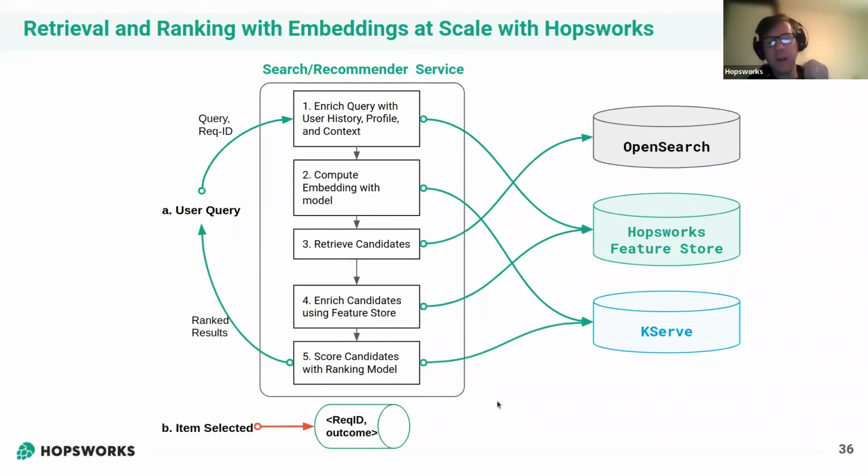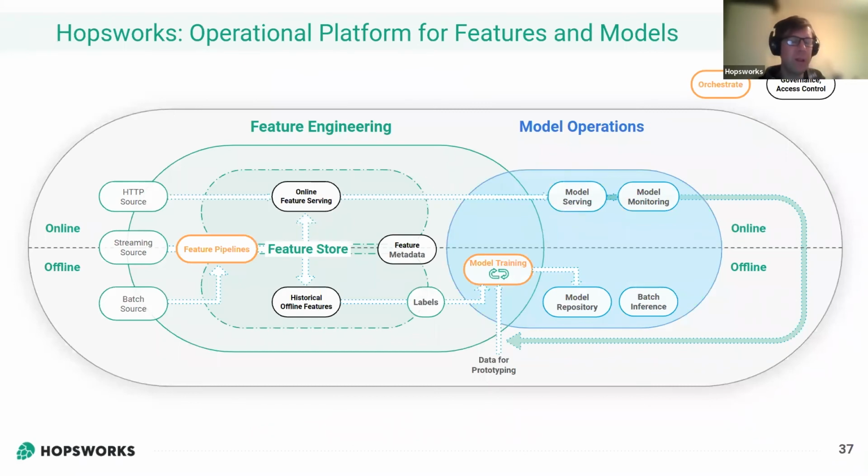Now, when a user finally selects an item of the ones that are recommended, that's important because we want to save that. It's a positive outcome. We want to log that back to the feature store. So that's also possible in our platform. Okay, so the platform that you need for this, you don't need to have compute, but it kind of looks like this.